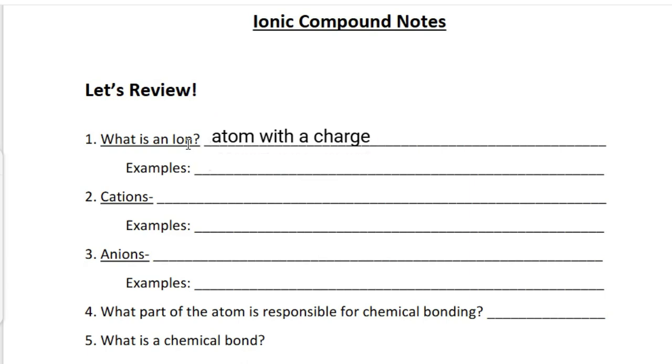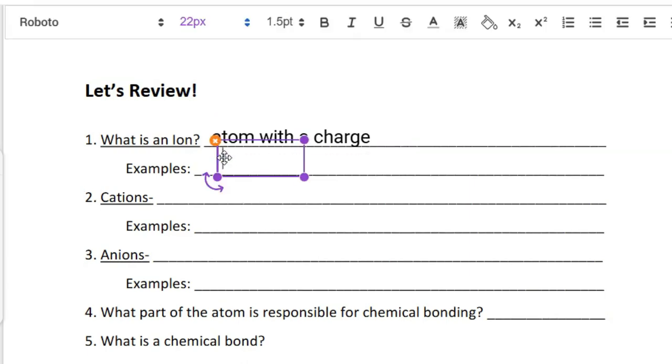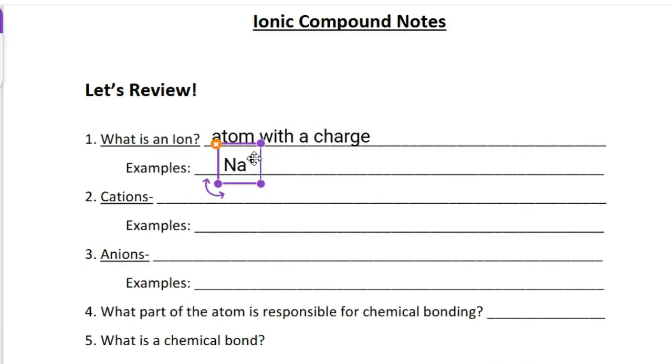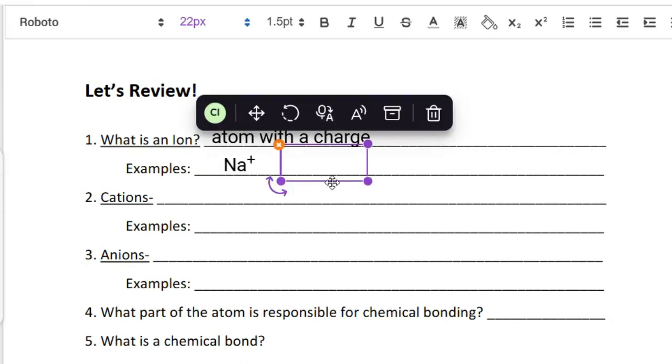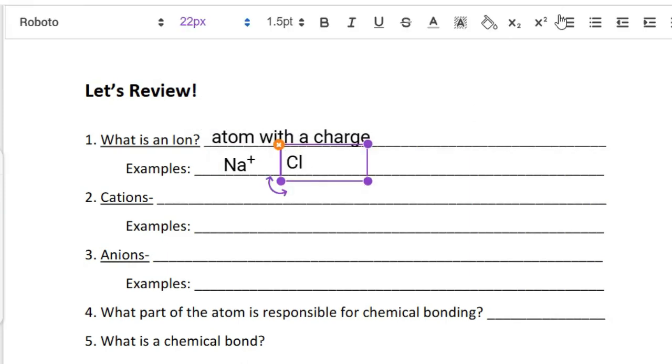In order to recognize an ion, you're going to see something like, let's use sodium for an example, Na plus. If you see that plus or a minus sign at the top of it, then that means that it is an ion. So we could also have Cl minus as well.